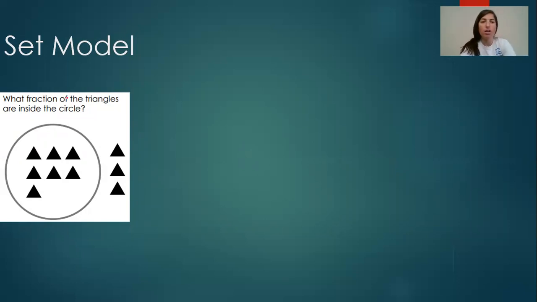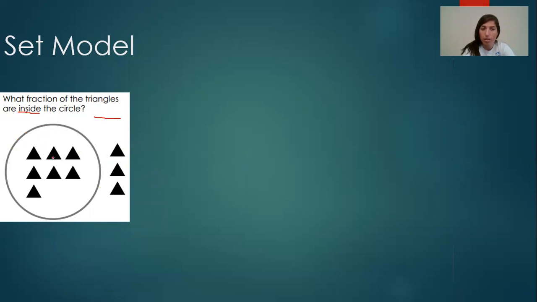So let's take a look at our first question. What fraction of the triangles are inside the circle? Inside. Okay. So I know that a big mistake I saw in my class was that a lot of students like to count the inside, and that was our numerator, which is correct. But then for our denominator, we put what was on the outside. Is that how many total triangles there are? I don't think so.